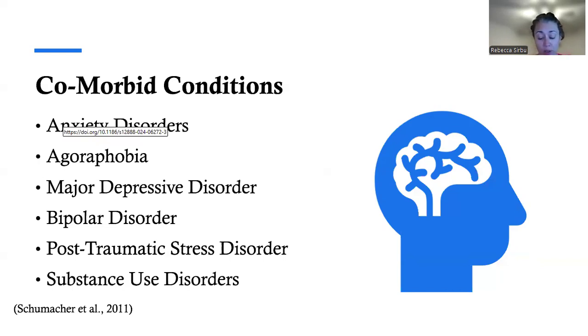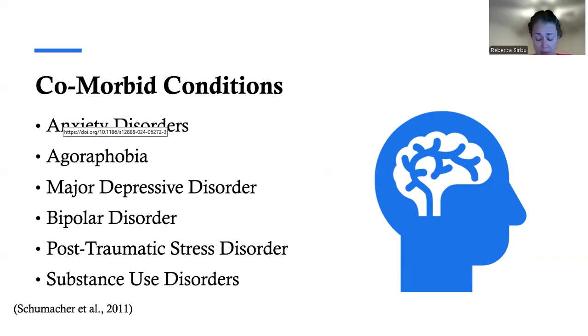Panic disorder is also associated with major depressive disorder, with about 35% of individuals meeting criteria for both. Though it's pretty unclear if this is due to shared personality traits, shared neurotransmitter pathways, similar environmental factors, or panic disorder causing major depressive disorder and vice versa, major depressive disorder causing panic disorder.